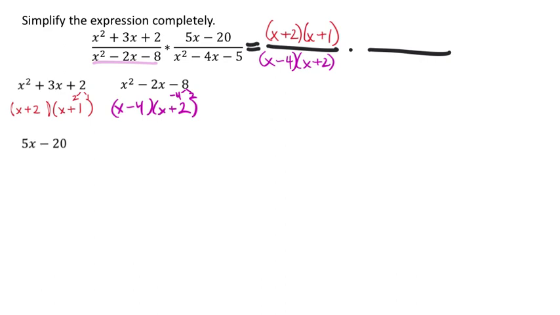I'll do this one in green. So I'm going to factor out from here, from 5 and 20, I know I can factor out a 5. So the first term, I factored out the 5, I'm left with the x. We'll keep the minus. It's really -20 divided by 5, though, which is -4. Okay, so that's my numerator of the second fraction. I've got 5, parentheses, x minus 4.